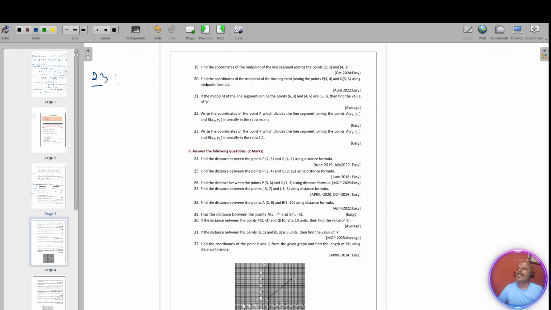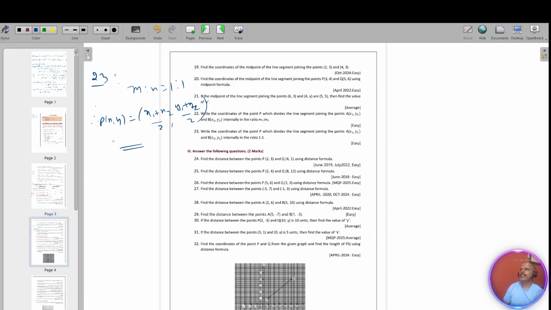Same formula they asked, but ratio is 1 is to 1. Means m1, m2 becomes 1 is to 1, means it's a midpoint formula, right? So what we have to write here is the midpoint formula because the ratio is given as m is to n. So you can write here given ratio m is to n is equal to 1 is to 1. Therefore, P of xy is a midpoint formula. Okay. Therefore, P of x comma y equal to x1 plus x2 by 2, y1 plus y2 by 2.